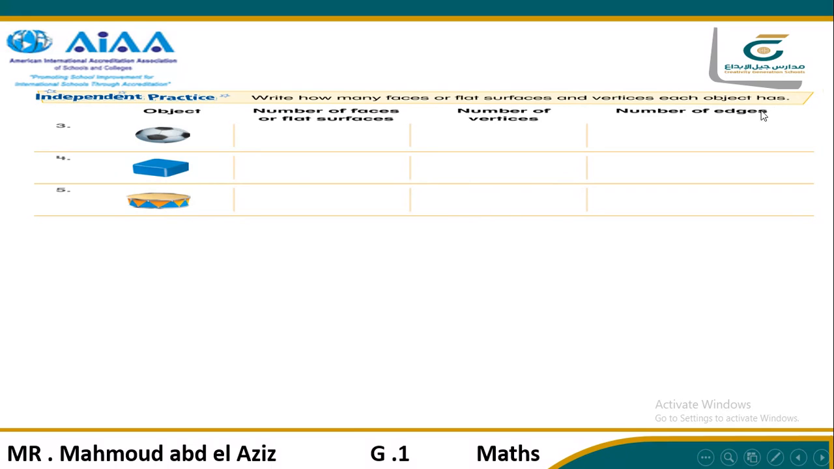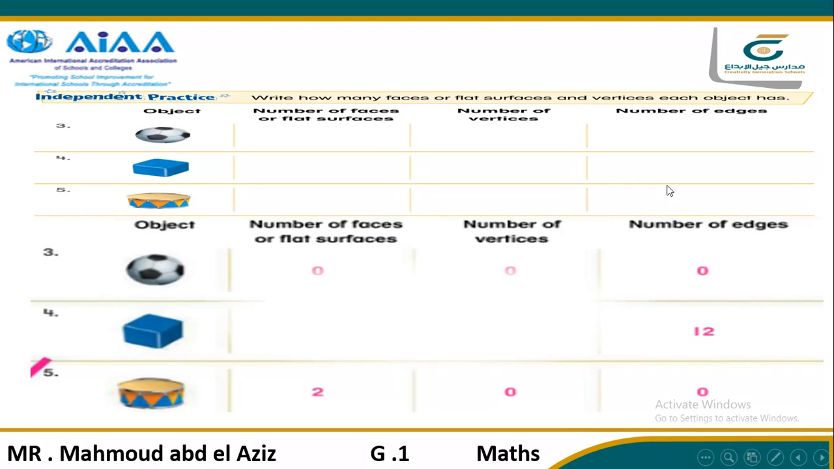And how many edges? You can't see any lines here. So we will write 0 again. So we have in the cylinder 2 faces and no vertices and no edges. That's our answer here.